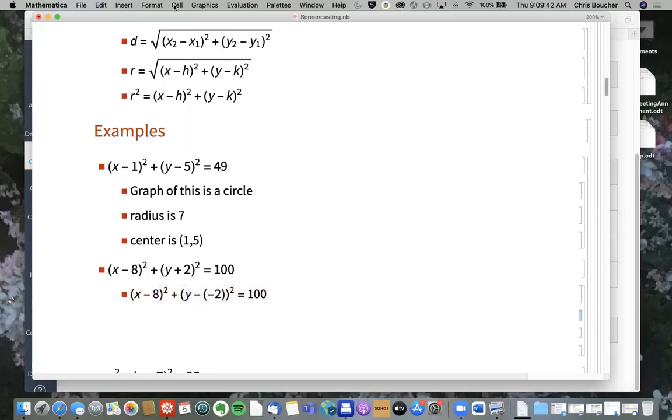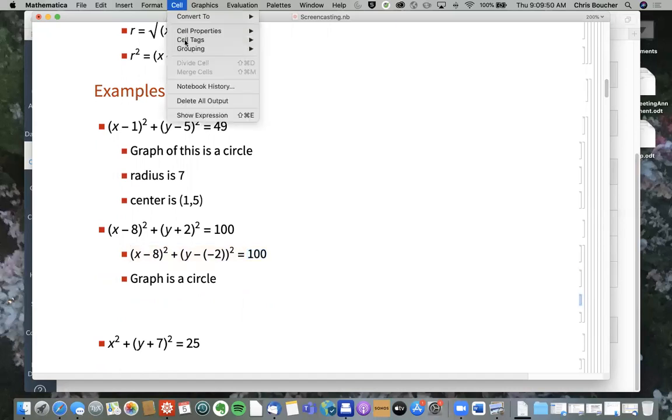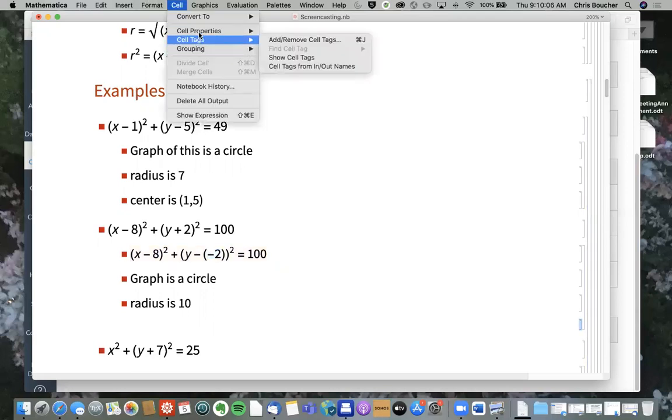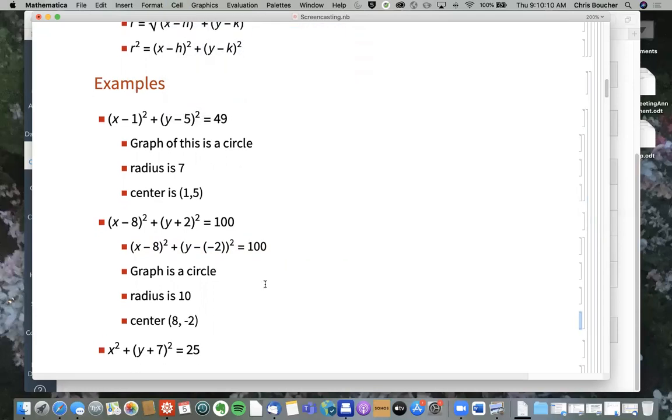So I can recognize that this is a circle, right? I can see the radius because that's going to be just the square root of the right-hand side, so 10 in this case, right? Radius is 10 because that value is r squared. And then the center, well, here's my h value. It's what's being subtracted from x. And here's my k value, -2. So the center here is going to be 8, -2. Certainly the center can have negative coordinates. The radius has to be a positive number.